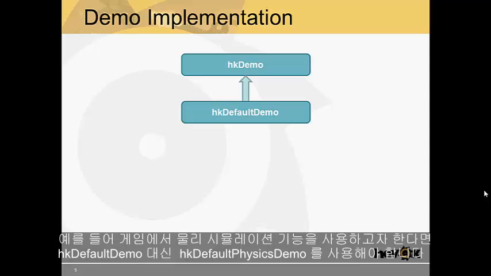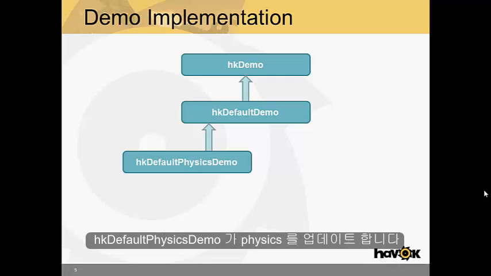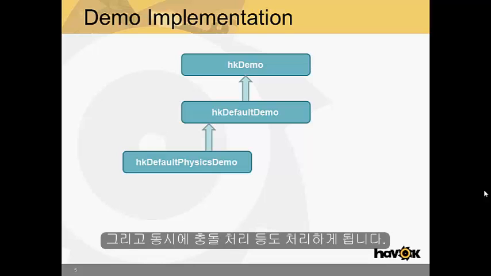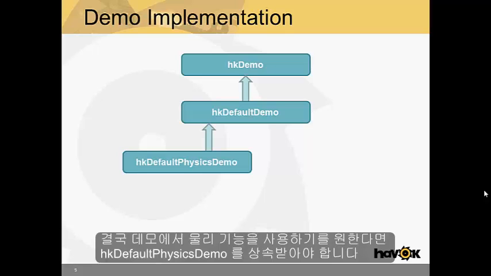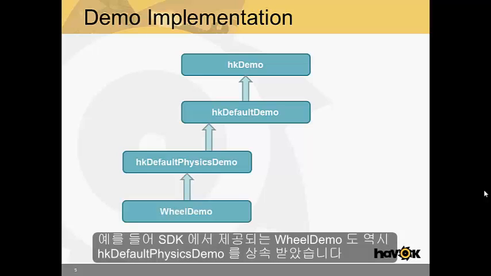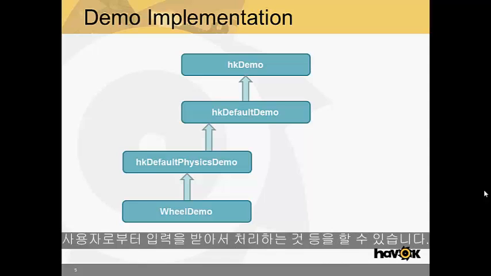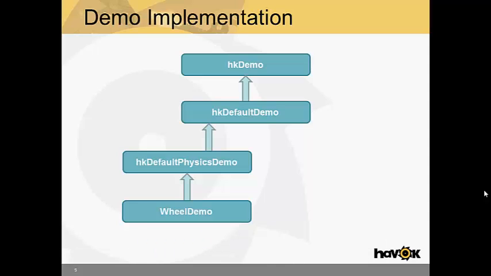If you want physics in your demo, then you have to use HK default physics demo, which actually steps the physics. In other words, it updates all the physics objects in the world and actually handles collisions and so on. So if you want physics in your demo, inherit from HK default physics demo. For example, the wheel demo that's provided with the SDK inherits off of HK default physics demo and just provides the functions necessary for the wheel demo, creating the physics objects, handling any user input, and so on.